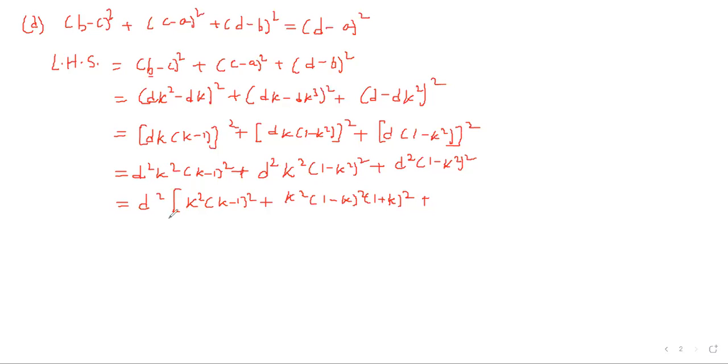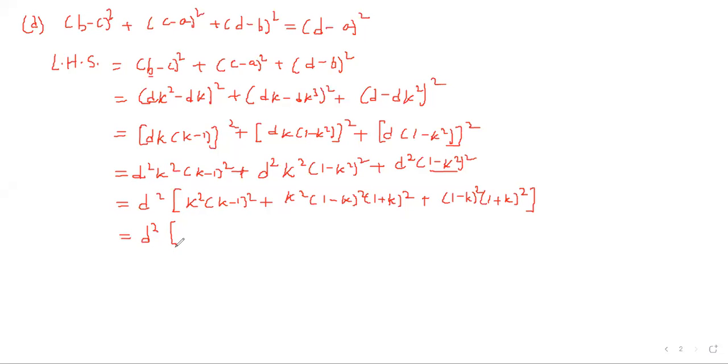D square is common, so we have written it outside the bracket. This (1 minus k) square whole square is again (1 minus k). Using a square minus b square, 1 square minus k square is (1 minus k) into (1 plus k). So square on both: (1 minus k) whole square into (1 plus k) whole square will be there.